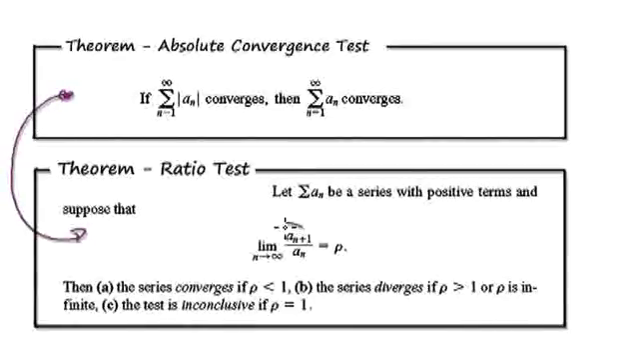Remember, with the ratio test, we always compute this value here. You should already know this by now. So this is just revision.